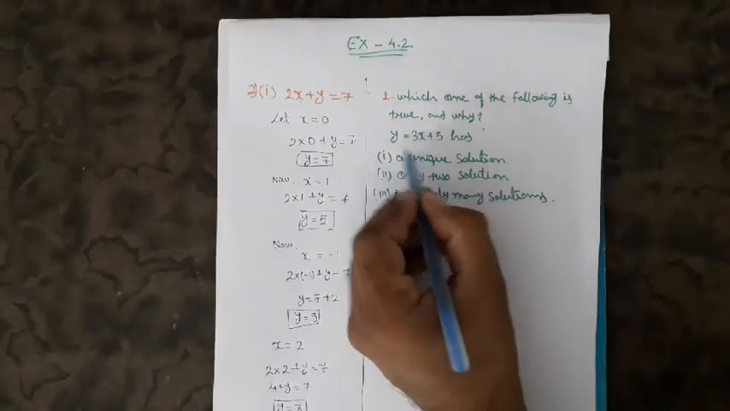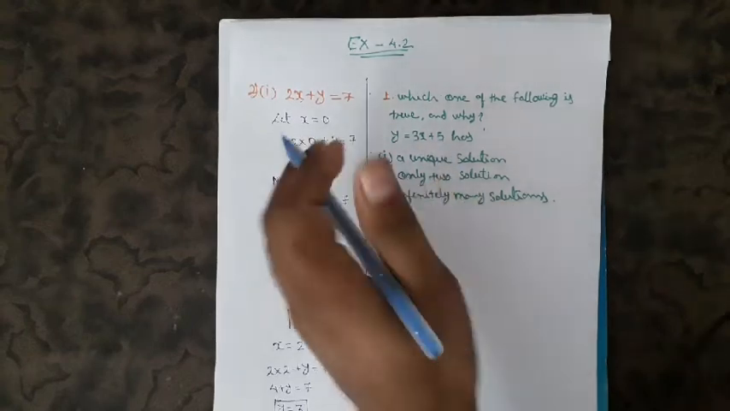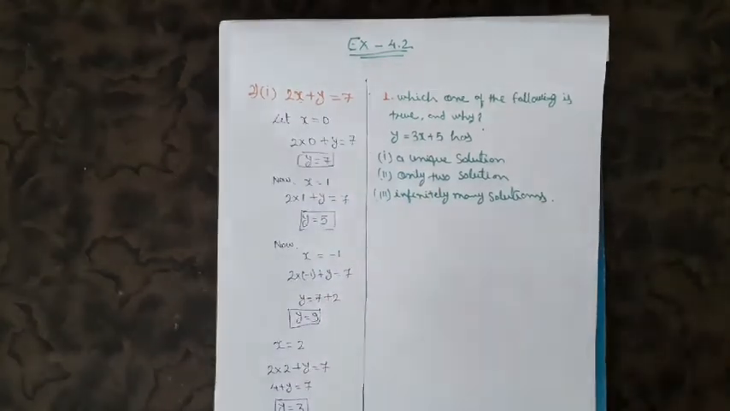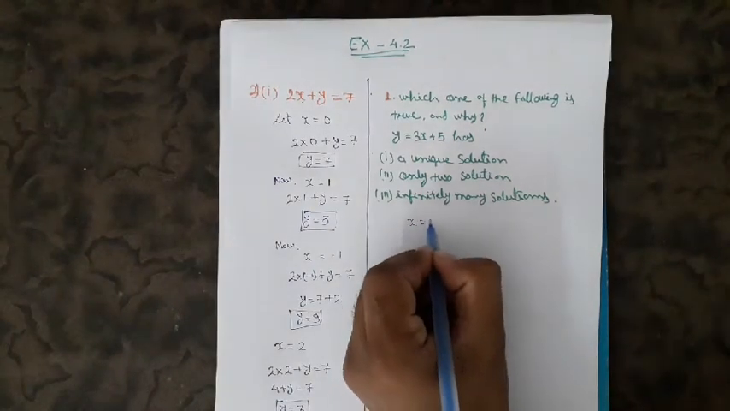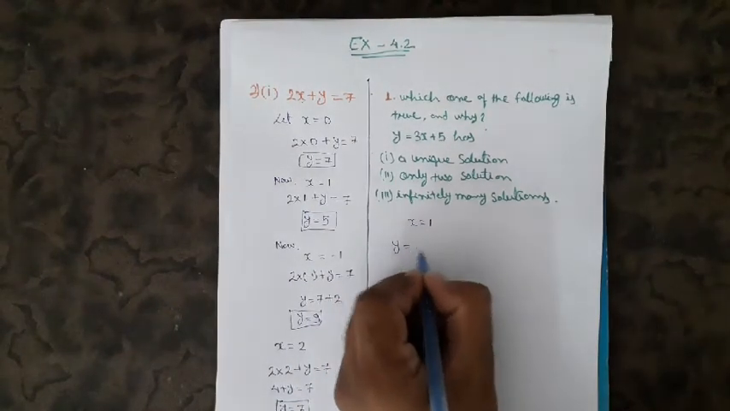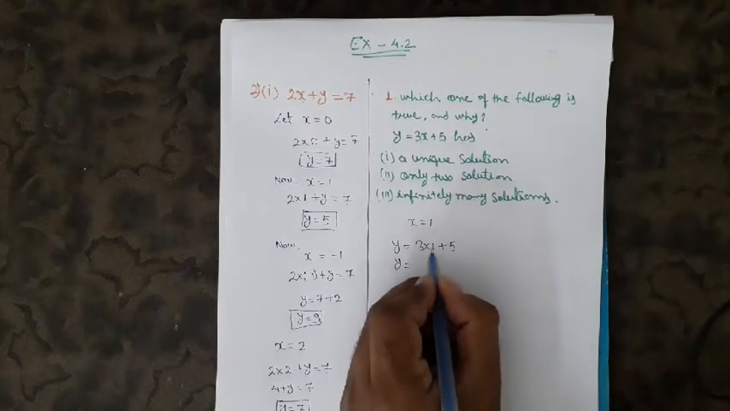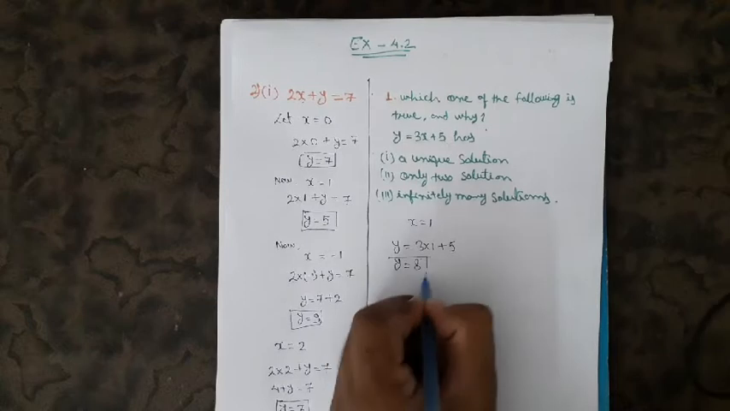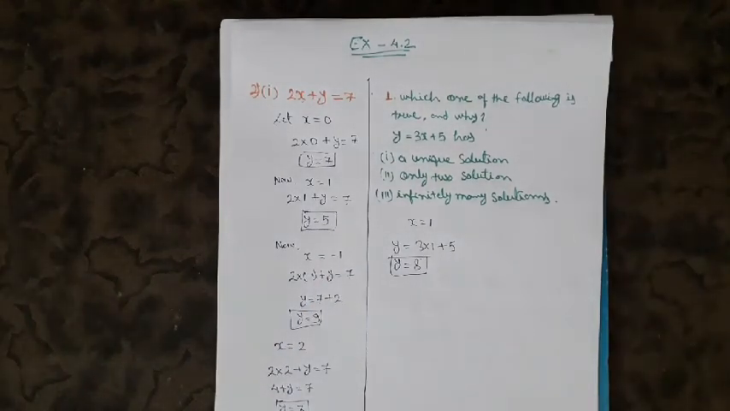Now see, when we solve the equation y equals 3x plus 5, if instead of x I put any value, suppose I take x equals 1, then the value of y would be 3 into 1 plus 5. So I'll get 3 into 1 is 3, plus 5, which is 8. Means instead of x, whatever I put, I'll get the value of y.